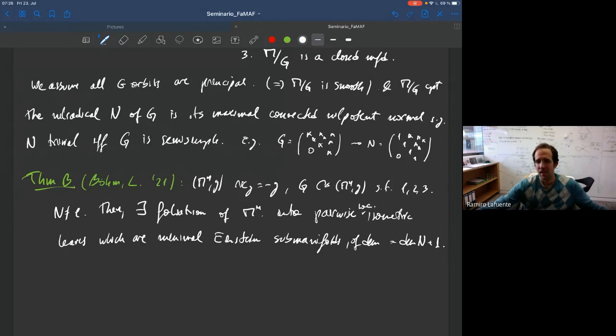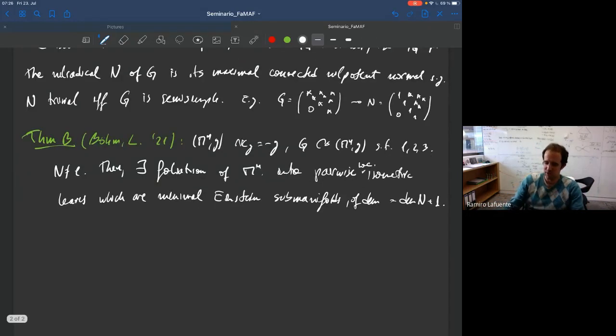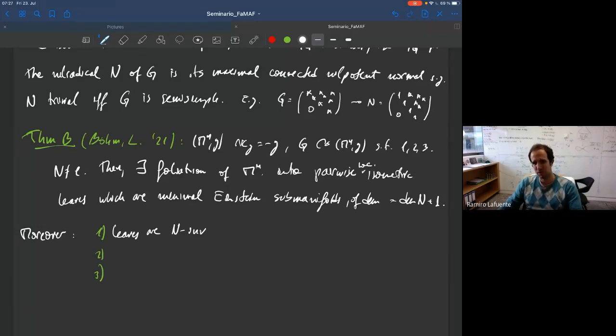And moreover, I mean, we can say more than this. It's just the statement would look even worse if I added everything, but I will add everything. So there are three more things that hold. So the leaves of this foliation are invariant under the action of the nil radical. So the nil radical is a subgroup of G, so it also acts isometrically properly, although not with a compact quotient anymore, but it almost has the same properties. So the leaves are locally homogeneous and invariant.